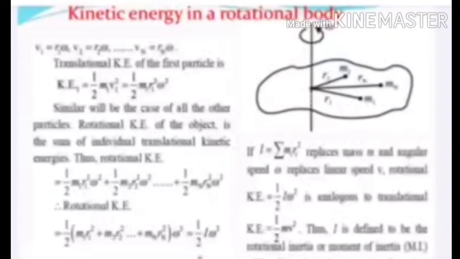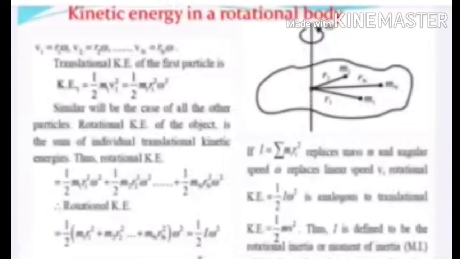The linear velocity of the first particle is given by v1 is equal to r1 omega. For the second particle, v2 is equal to r2 omega. And for the nth particle, the linear velocity is given by vn is equal to rn into omega. According to the basic definition, the translational kinetic energy of the first particle is given by kinetic energy 1 is equal to half m1 v1 square. Now substitute the value of v1, that is r1 omega. After substituting this value, we get half m1 r1 square into omega square.